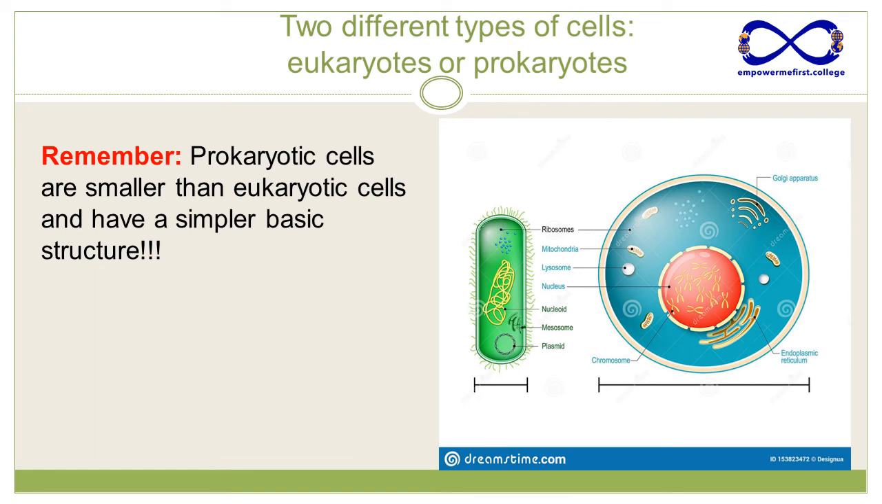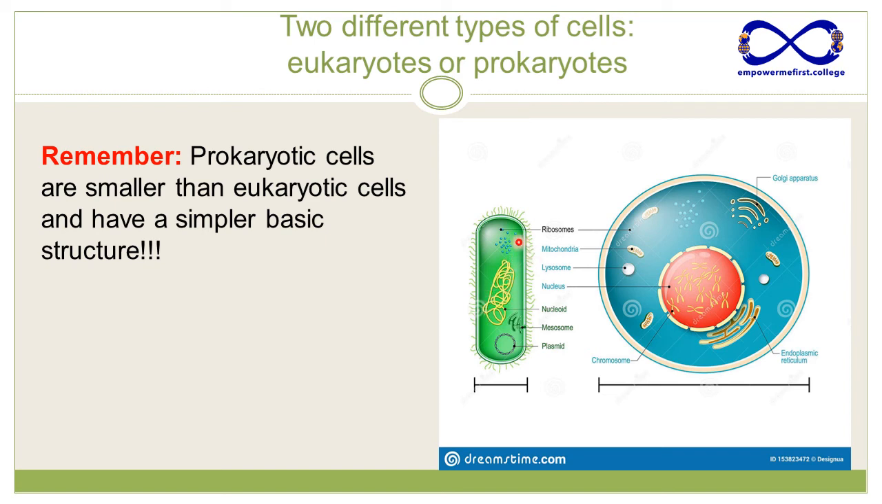And also remember, as I have highlighted and pointed out many times during this video, prokaryotic cells are smaller than eukaryotic cells and have just a simple basic structure. Here, for example, we can easily see again that the concept is the same. This one is the prokaryotic cell, this one is the eukaryotic cell. We can see many differences: presence of nucleus in the eukaryotic cell, absence of nucleus in the prokaryotic cell.